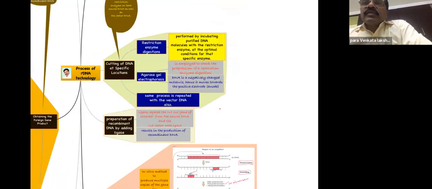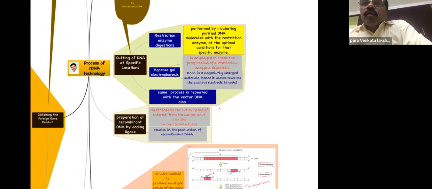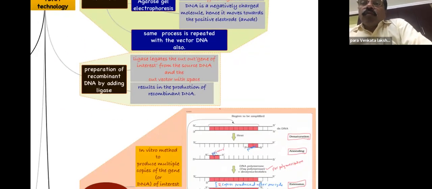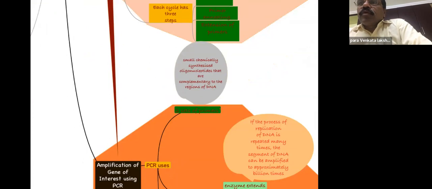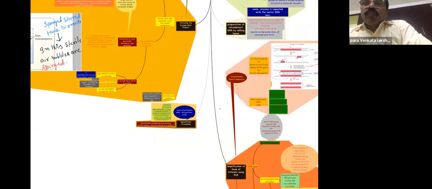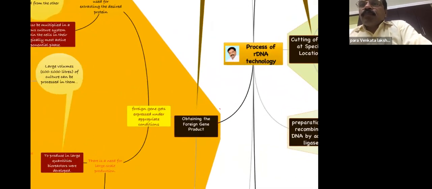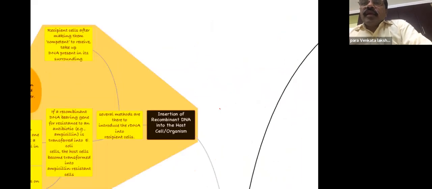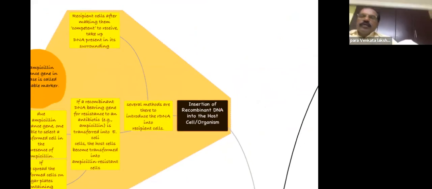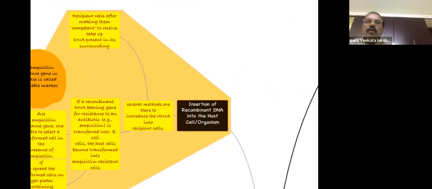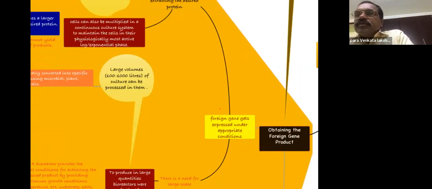In yesterday's class, we discussed the different things: how to perform the polymerase chain reaction, and then how to produce the desirable DNA in multiple copies, etc. Once the recombinant DNA is prepared, there are several methods to introduce it into the host cells. Once the host is ready, it will produce the desired gene product.